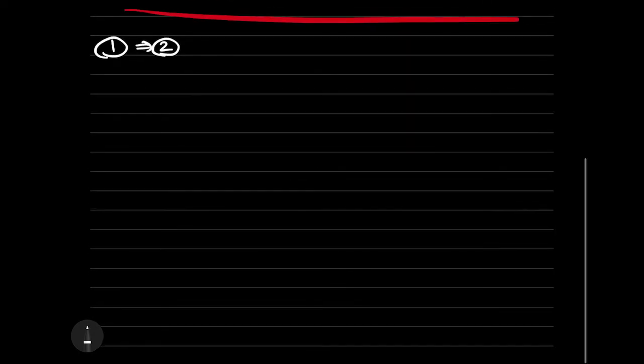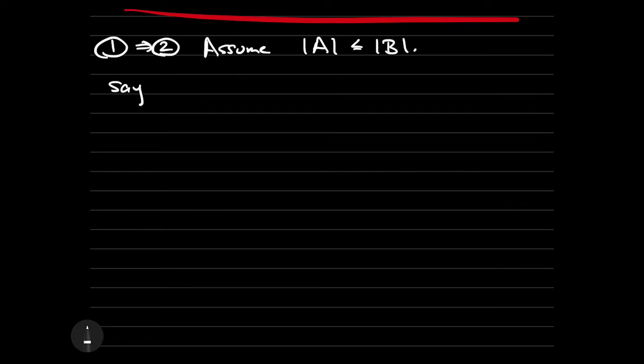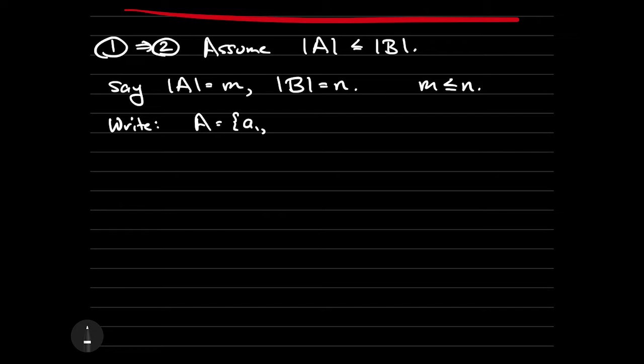Okay, now we prove that 1 implies 2. Assume that the size of A is less than or equal to the size of B. Let us say the size of A is the number m, and the size of B is the number n. Let us write the elements of A as a1, a2, all the way up to am, and the elements of B as b1, b2, up to bn. Remember, we are assuming that m is less than or equal to n.